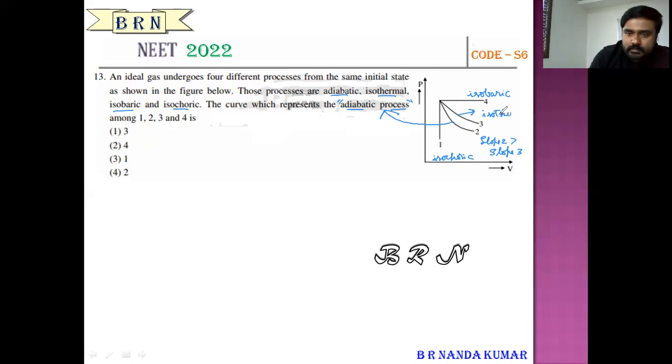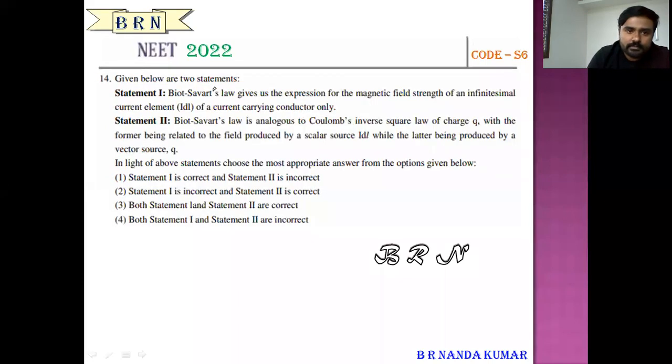Isothermal process. Okay, so the right answer: adiabatic process is curve 2, which is option 4. The right answer is the 4th option. Next one.